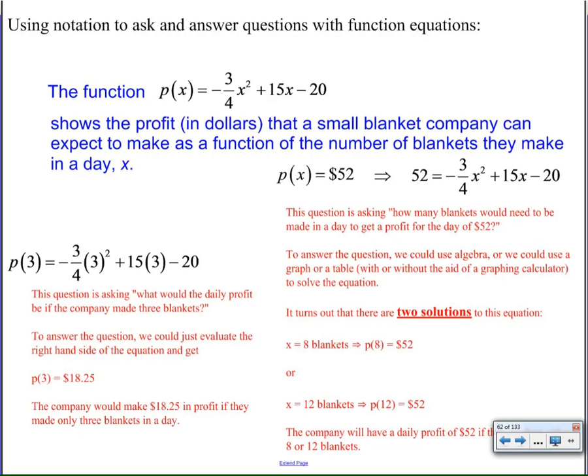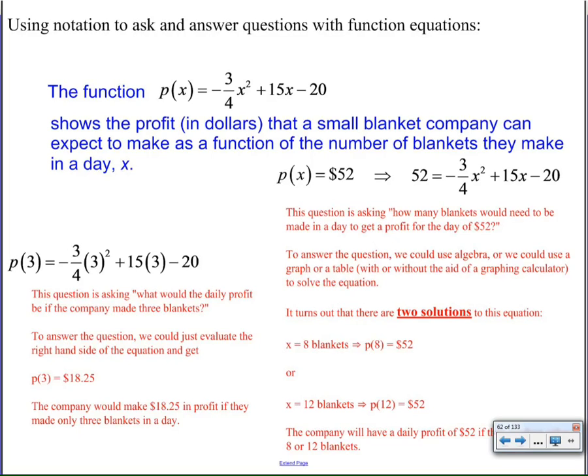So here's how we use this equation and the language of mathematics to translate into language that most normal people use. In this case, if I make 3 blankets in a day, then I'm asking for what is p of 3. You can evaluate p of 3 just by putting 3 everywhere there used to be an x. Notice the parentheses. You should then do the number crunching by hand, and eventually you'll get to the point where p of 3 equals $18.25. So this is the mathematical question, this is the mathematical response.